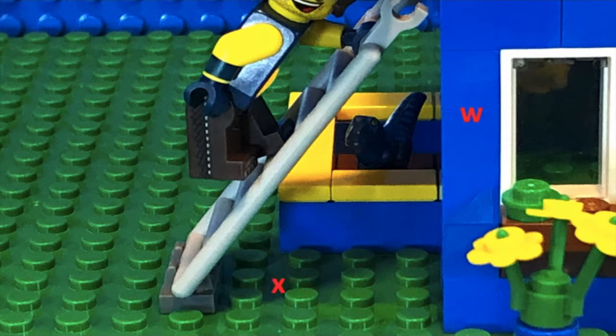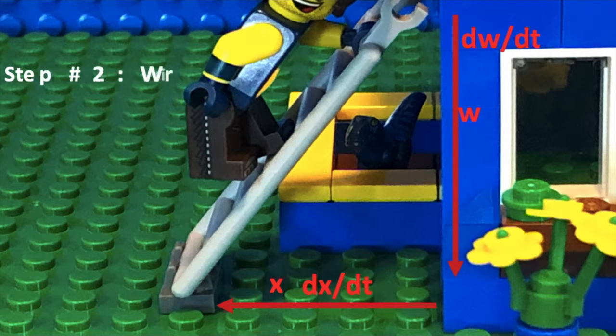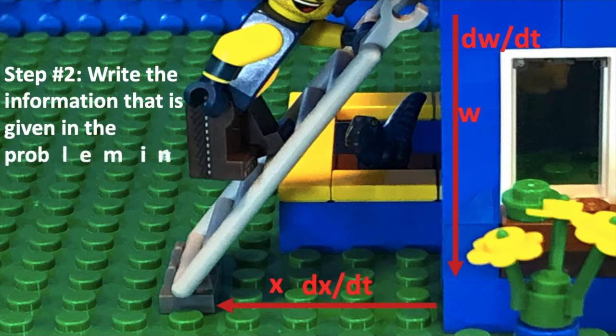Both variables, W and X, represent quantities that change as a function of time. Therefore, we can also write their rates as dx/dt and dw/dt. The dx/dt represents the rate at which the distance between the wall and the bottom of the ladder is changing with respect to time. In the same way, the dw/dt represents the rate at which the top of the ladder gets closer to the ground.